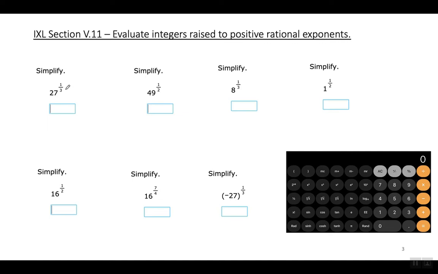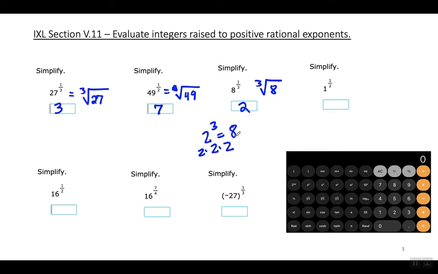So this one is asking you to get the cube root of 27. When it's a 1 here, you don't write it. The cube root of 27 is 3, because 3 to the third power is 27. This is asking you to get the square root of 49. Remember, when there's a 1 here, you don't write it, and when there's a 2 here, you don't write it either. I just wrote it anyway. But the square root of 49 is 7. This is asking you to get the cube root of 8. The cube root means what number to the third power equals 8? That would be 2, because 2 times 2 times 2 gives you 8.